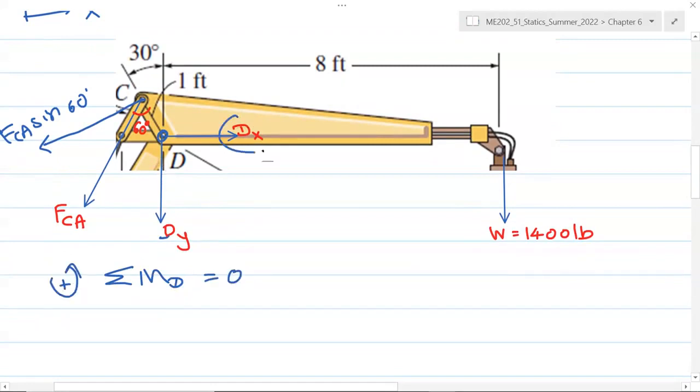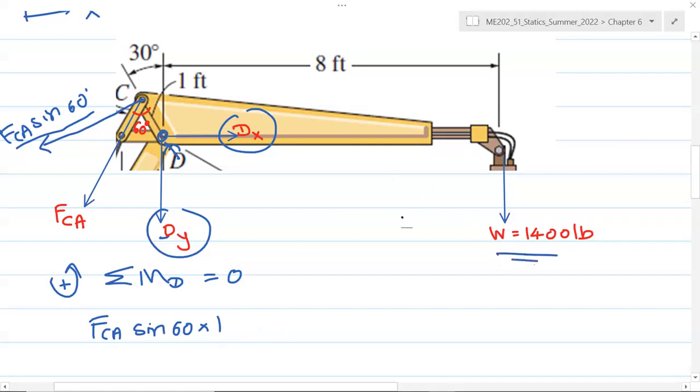We don't need to consider the moment of Dx and Dy about D because they both pass through D. So the only moment that we need to include is FCA sine 60, not cosine 60 as well, because cosine 60 also passes through D. So it's FCA sine 60 multiplied by 1. This is force multiplied by distance, and the moment because of 1400 about D.